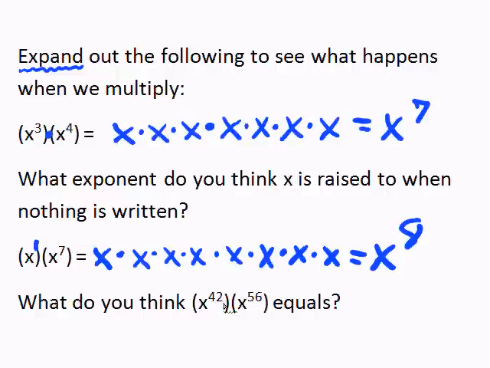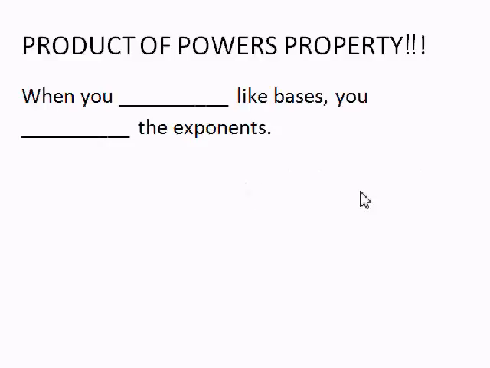What do you think x to the 42nd times x to the 56th equals? Yeah, we're leading up to the property here. Hopefully you see a pattern. 3 plus 4 is 7. 1 plus 7 is 8. Oh, so 42 plus 56 is x to the 98. You just add the exponents when you multiply two of the same bases. Drumroll, please. We are now to the product of powers property. When you multiply like bases, you do something to the exponents. What was that? Oh, yeah, you add them.